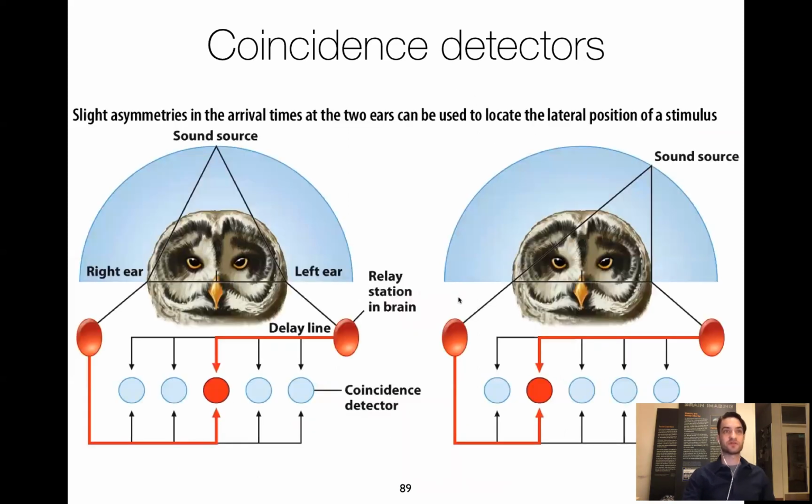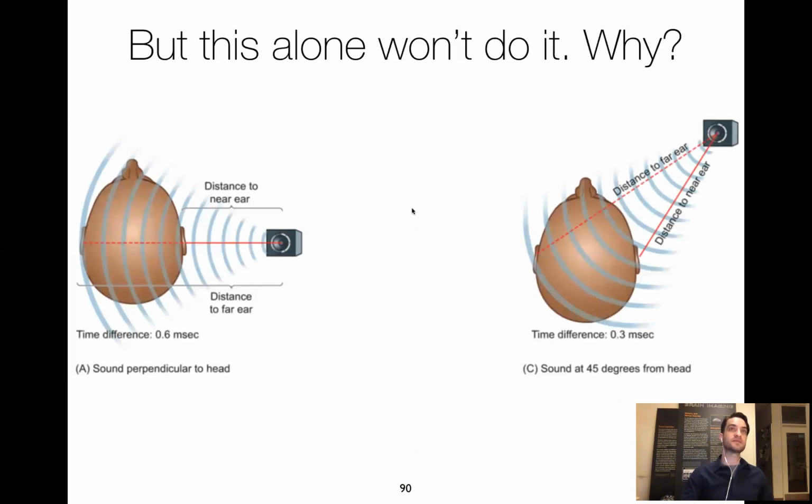This actually was interestingly discovered and understood best in the barn owl. Barn owls use sound localization a lot to hunt, and this is the model organism. And so sometimes if you read books, you'll see people talk about coincidence detectors and these slight asymmetries in the barn owl system, okay?